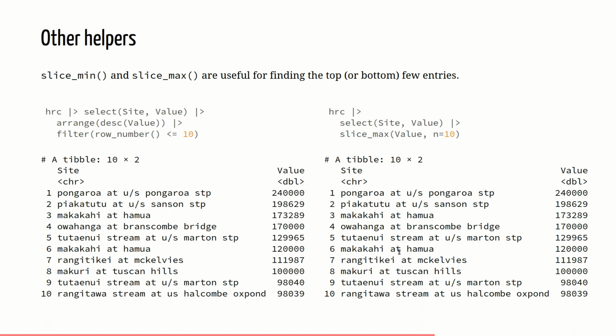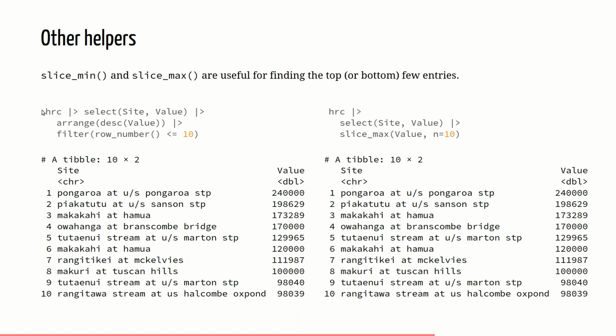There are a range of other helpers as well for all of the common activities. So we have slice_min and slice_max, which are useful for finding the top or bottom observations in the data. They're equivalent to arranging the data first, either ascending or descending, and then doing a filter on the row number.